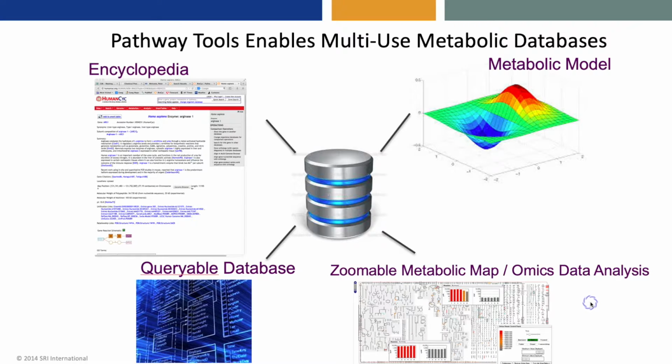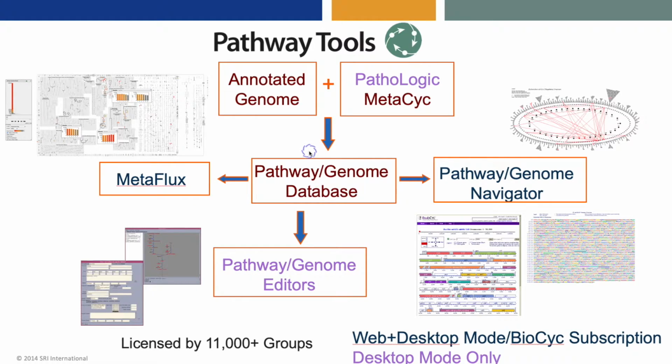The overall workflow for Pathway Tools is to provide an annotated genome as the starting point, and then the PathoLogic component of Pathway Tools predicts the pathways of the organism and encapsulates those predicted pathways and the supplied genome information as a new pathway genome database for that organism. The Navigator component of Pathway Tools can then be used to search and visualize and analyze the database contents. The editor tools can be used to update the database.